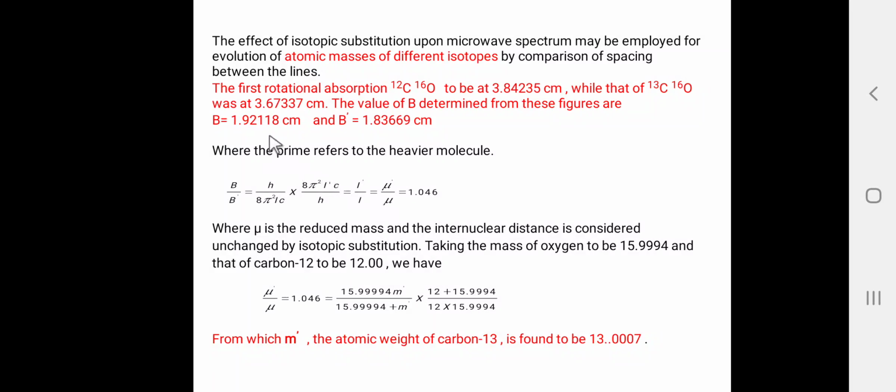So, here when we substitute the value of this B and B dash, we have the formula mu dash divided by mu is equal to 1.046. So, with the help of this we can find out the atomic mass of the isotope just by substituting the value of the mu dash as well as the mu. Here mu is the reduced mass and the internuclear distance is considered unchanged by isotopic substitution.